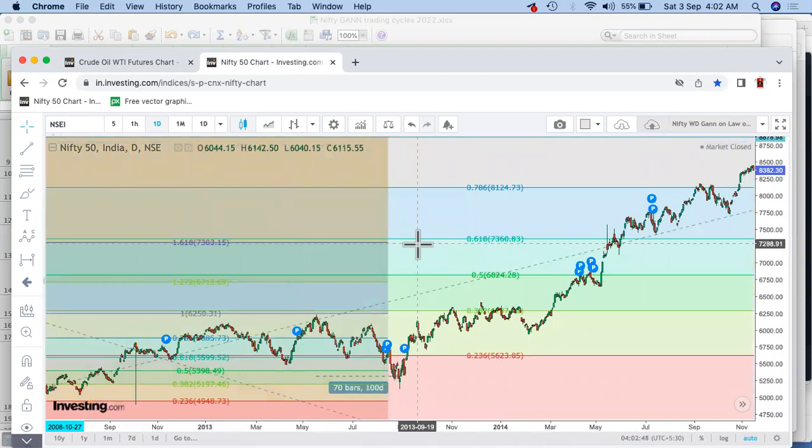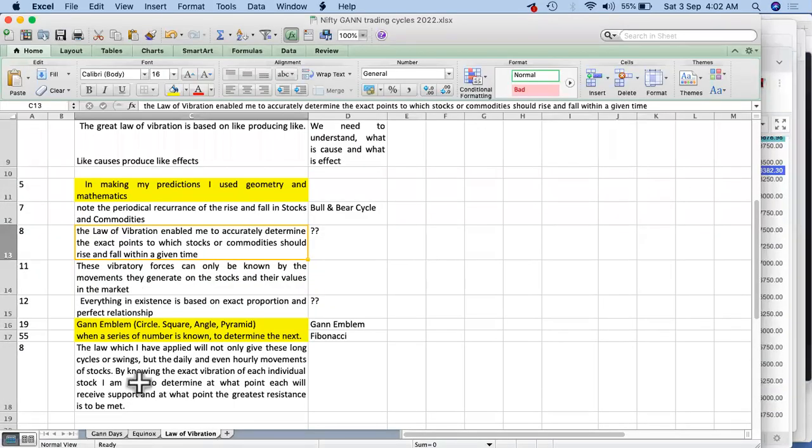If we see, just as WD Gann has said over here, the law which I have applied will not only give this long cycles or swings, but the daily and even hourly movement of stocks. By knowing the exact vibration of each individual stock, I am able to determine at what point each will receive support and at what time the greatest resistance is to be met.